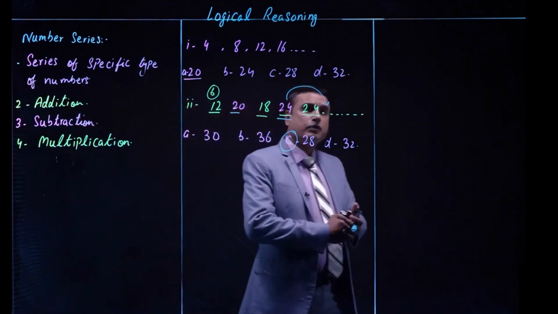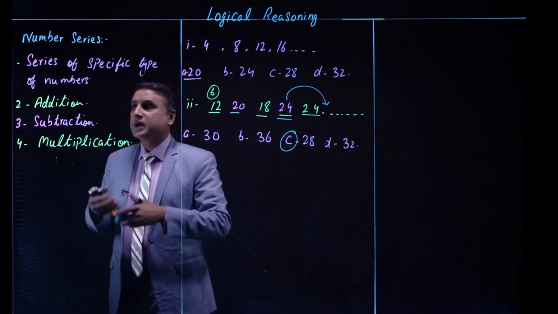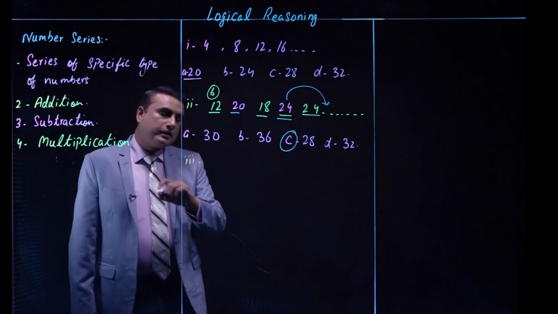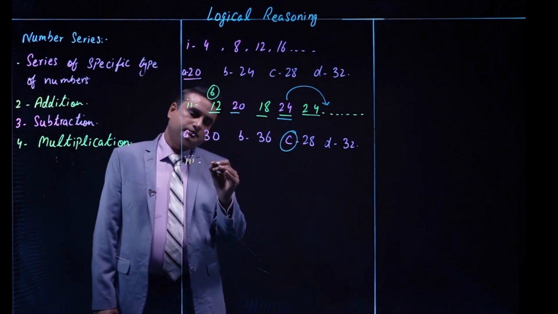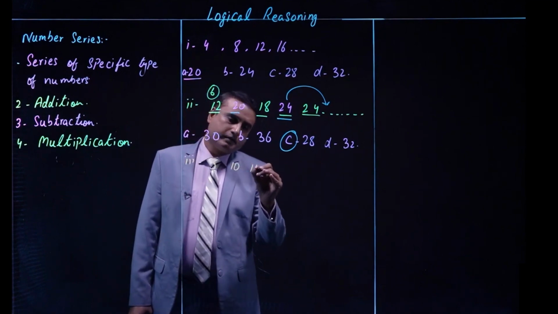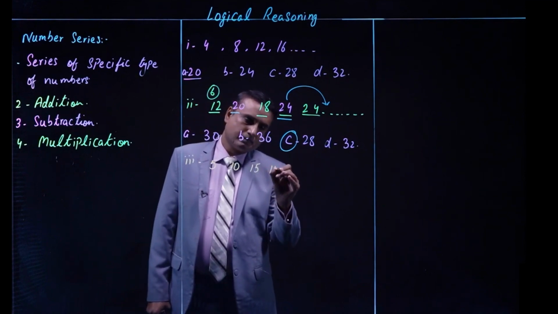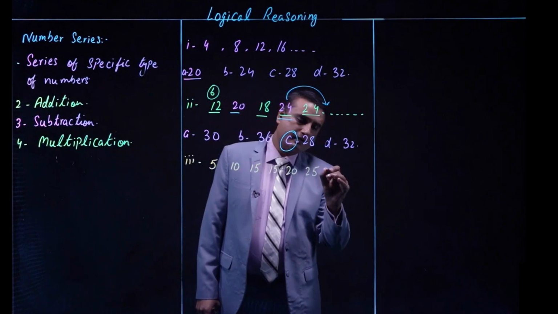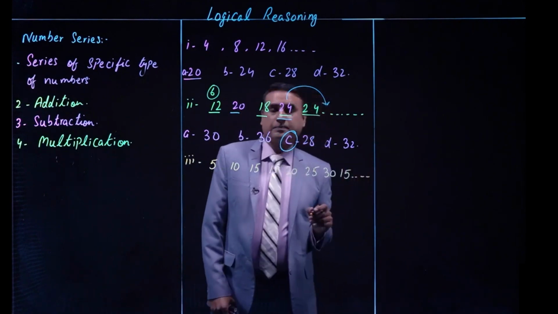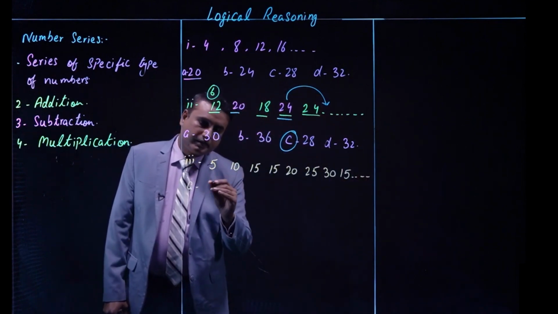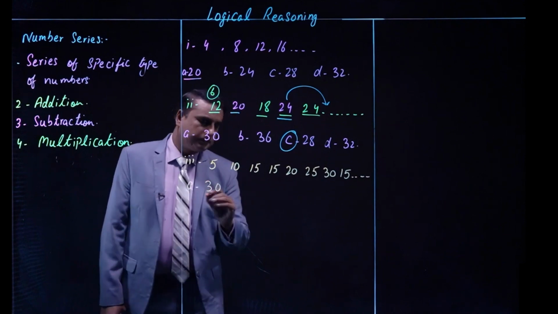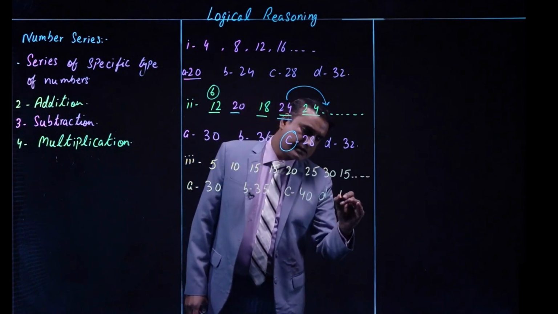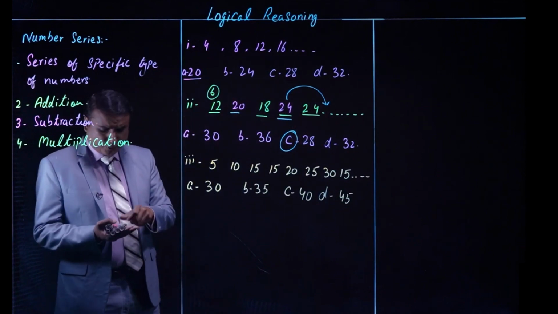Again यहाँ पर भी वही प्रॉब्लम आ सकती है कि एक सीरीज क्या हो, स्टैग्नेंट हो, जस्ट लाइक वी डिड इन एडिशन और सब्ट्रैक्शन. एग्जाम्पल उसके भी देख लें. लाइक आई से 5, 10, 15, 15, 20, 25, 30, 15, and the options are alpha is 30, beta is 35, Charlie is 40, and delta is 45. Now you may get confused.